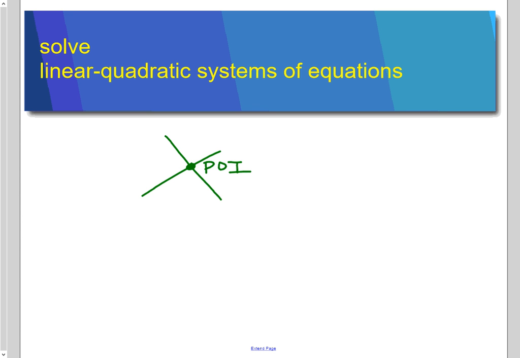Or you would have solved it algebraically. So you would have solved it either with substitution or elimination. So hopefully that's all coming back to you, ringing a bell. But that's all it really is. It's these two lines that you have, and you're trying to find that point of intersection.